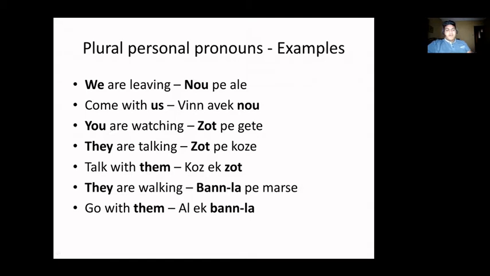Next example, talk with them. Talk with them in Mauritian Creole is cause ek zut. Them in Mauritian Creole is zut. They are walking. They are walking in Mauritian Creole is banla pe morse. Next example, go with them. Go with them in Mauritian Creole is al ek banla. So the plural personal pronoun of them in Mauritian Creole is banla.